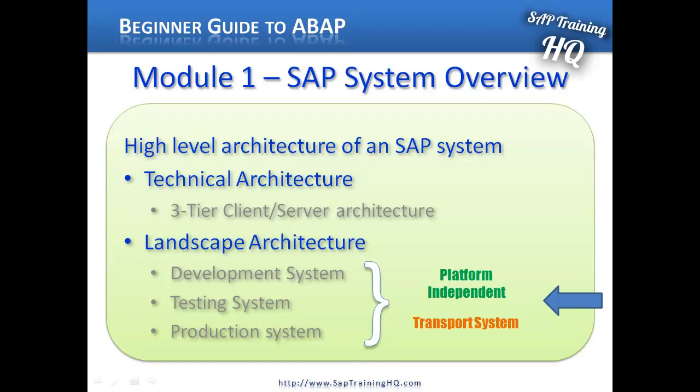But one thing that is common is that each system that you do have in your landscape architecture will have its own application server and its own database server. This then ensures we have platform independence.